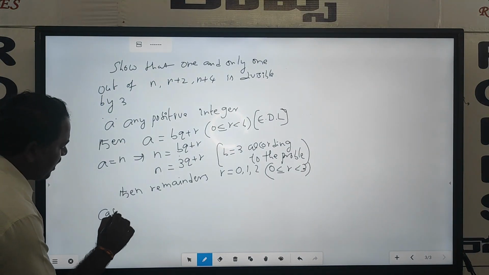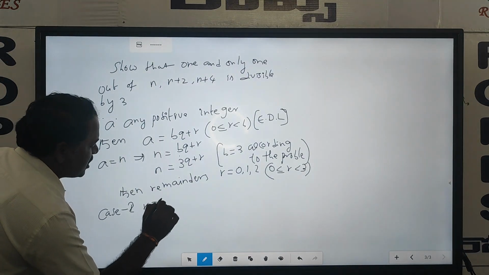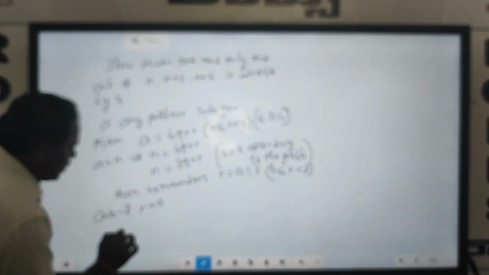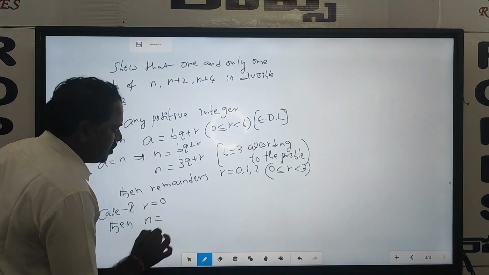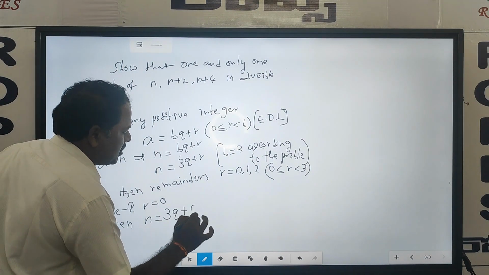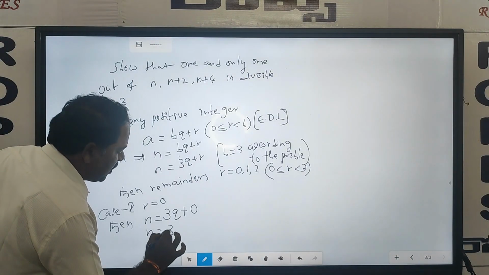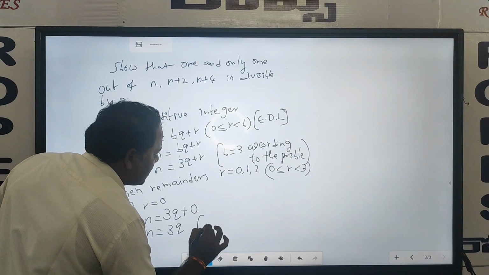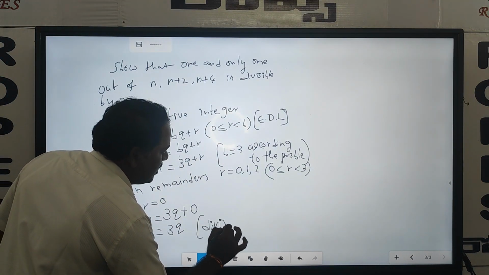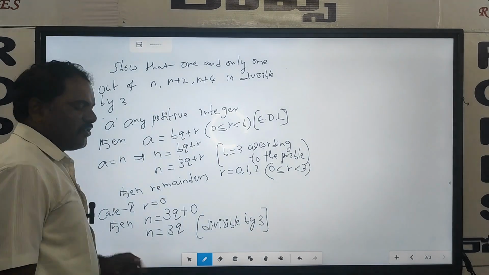See case 1. If we see case 1 where r is equal to 0, then n is equal to 3q plus 0. Then n is equal to 3q we can write. So it is a multiple of 3. Any number we can take in the place of q. See, it is divisible by 3. So this is the first case.